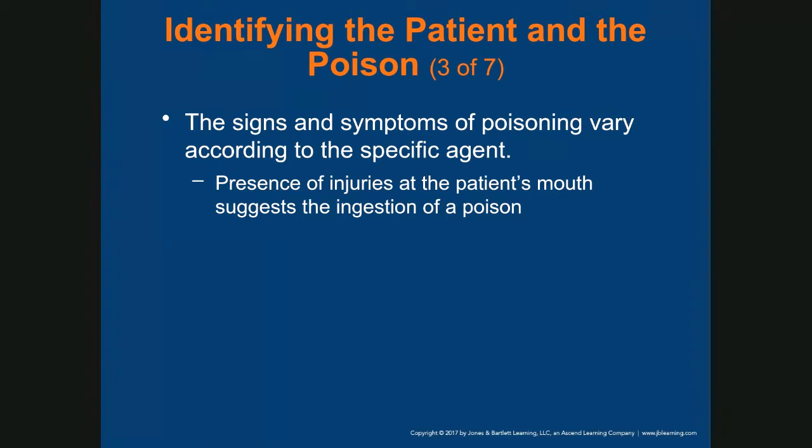Signs and symptoms of poisoning vary according to the type of specific agent, right? Now, you can't remember all of that. It's definitely too much information to remember. So what you really have to focus on is what we would call toxidromes, the category that it falls in. The toxidromes are really what you need to pay attention to. Presence of injuries at the patient's mouth suggests ingestion of poisons.